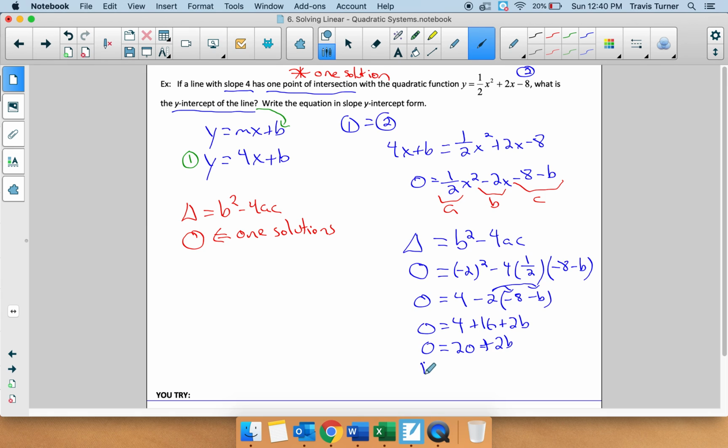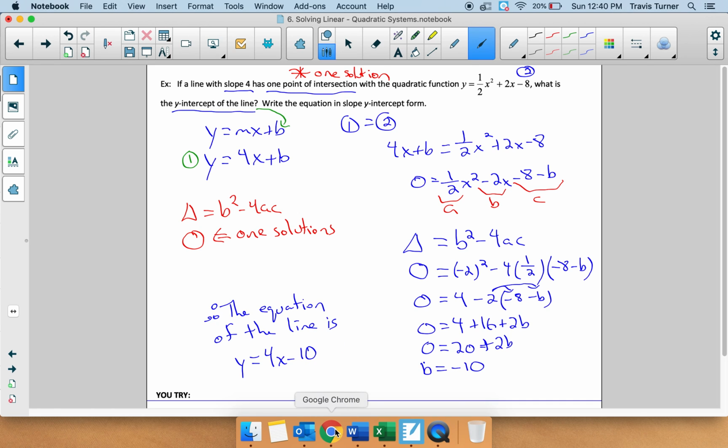So I've got b, and then I'm going to divide it by 2 equals negative 10. And so that gives us the y-intercept where we have one solution between the two. So therefore, the equation of the line is y equals, and we had 4x minus 10.